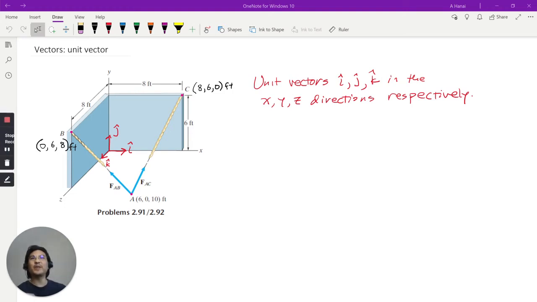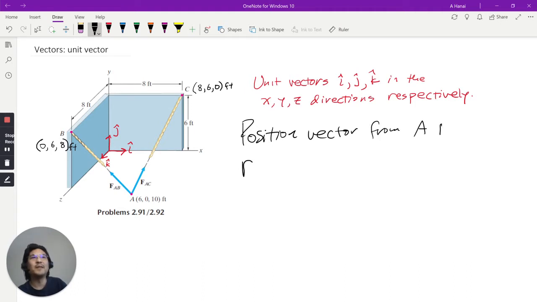Hey everybody, in this video we're going to be talking about vectors. If you take a look at this example from the book, we have these two ropes anchored to the ground, connected to these two walls, and the Cartesian coordinates are already defined here: x, y, and z. If you want to define a vector, let's say a position vector going from here to here, I'll name it vector r, from A to C.